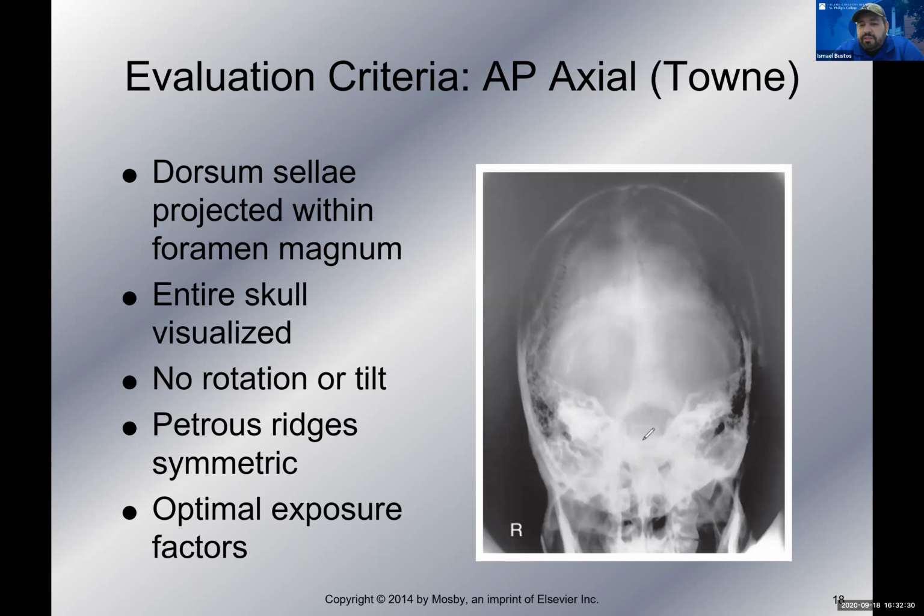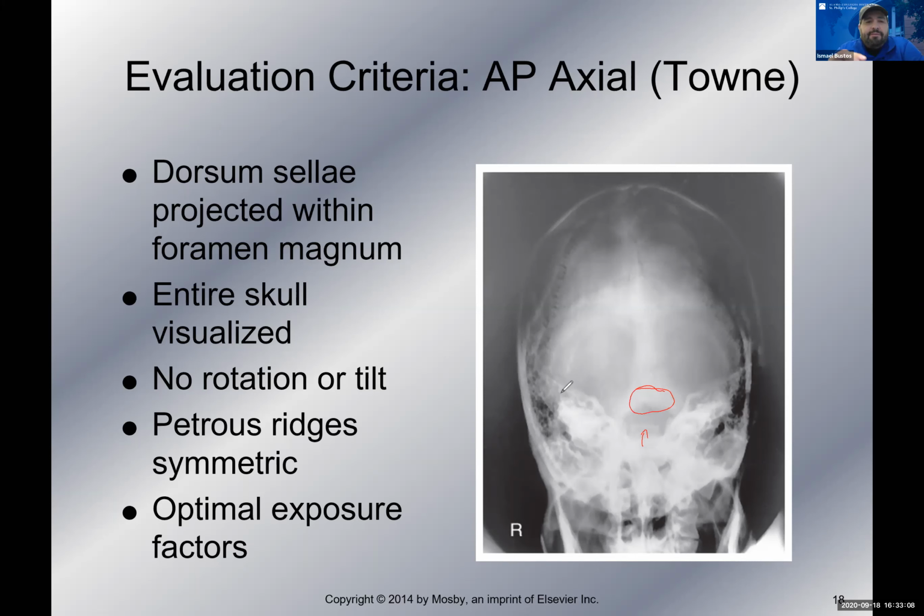If you see this dorsum sellae, this structure right there, projected superior in the foramen magnum, what that's telling me is that there was not enough angle of the CR, right? Or you did not have enough flexion of the skull. I'm gonna say it again. If your dorsum sellae is superior to the foramen magnum, you had less than a 30-degree angle between the CR and the OML, which means that either one of two things happened. Your angulation was off or your flexion extension was off.